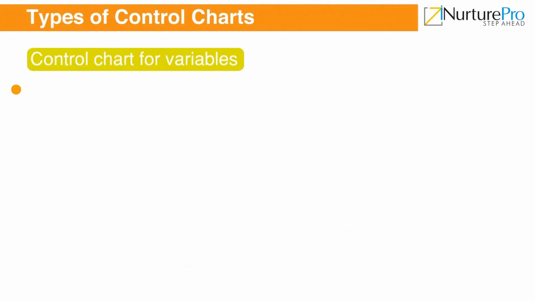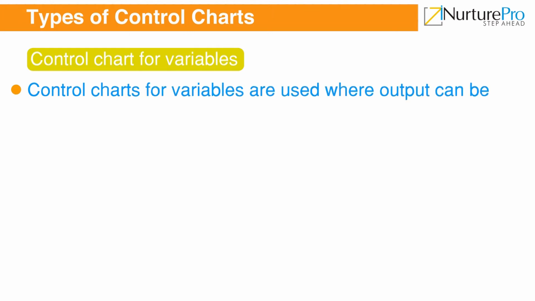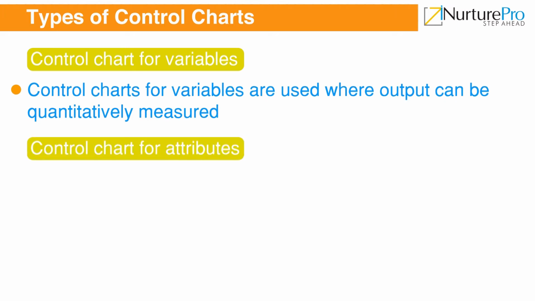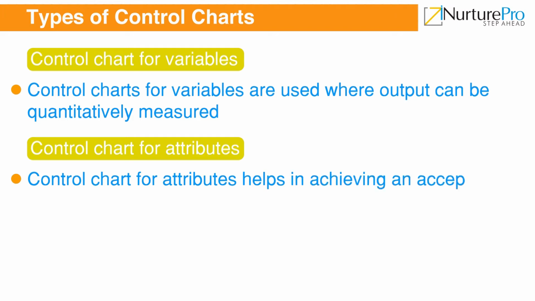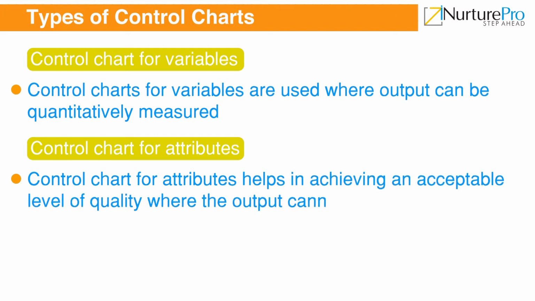Control charts for variables are used where output can be quantitatively measured. For instance, diameter or depth, thickness of a pipe, etc. Control charts for attributes help in achieving an acceptable level of quality where the output cannot be quantitatively measured. In this chart, the output can be segregated as good and bad or acceptable and non-acceptable.